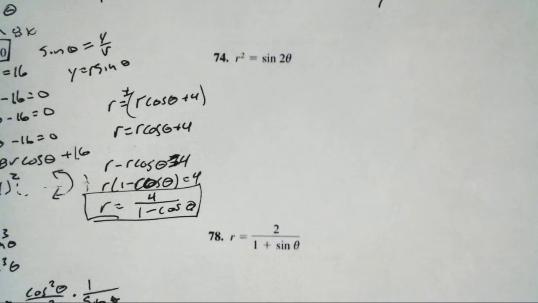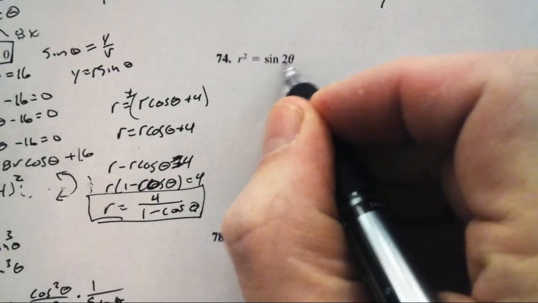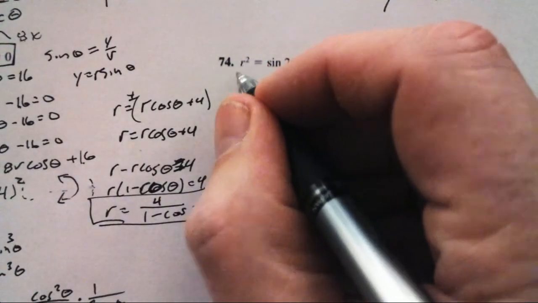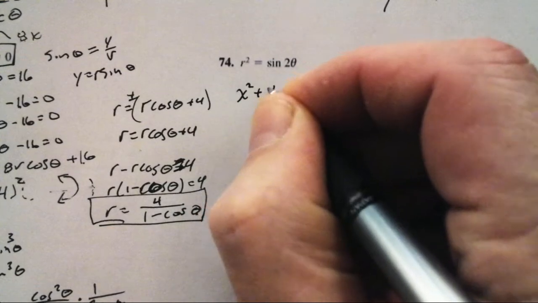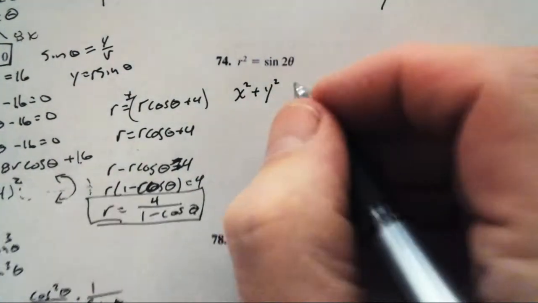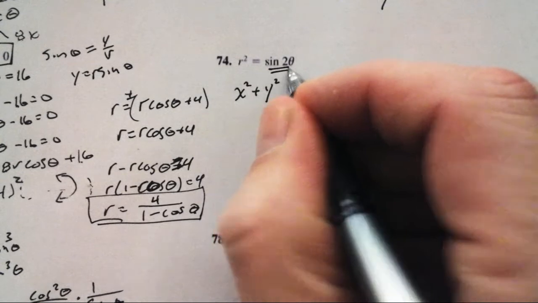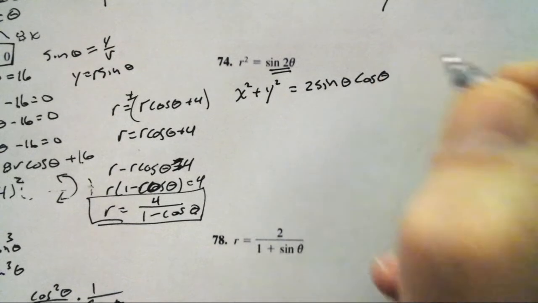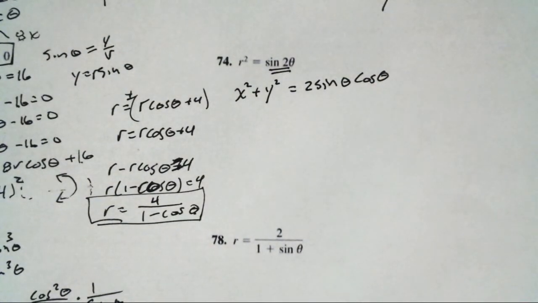Okay. 74, kind of an interesting one. This one very few people recalled from first semester. Sine of 2 theta. I can't turn that into y on r unless I do some kind of weird u substitution. But I can turn this side into x squared plus y squared. That's nice. And I can turn this into a double angle identity. This is 2 times sine of theta cosine of theta. And that escapes some people. You'll see that quite a bit in calculus. You'll be expected to know double angle formulas for trig functions.